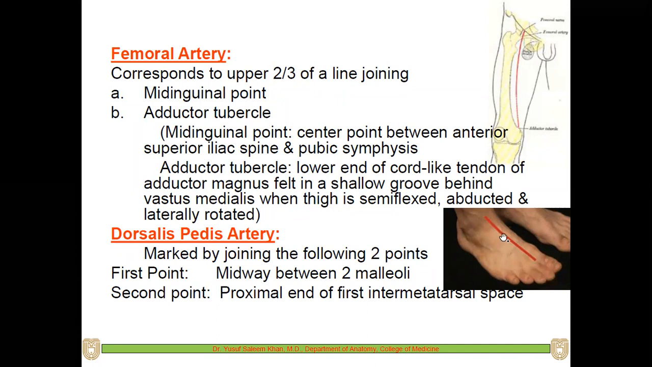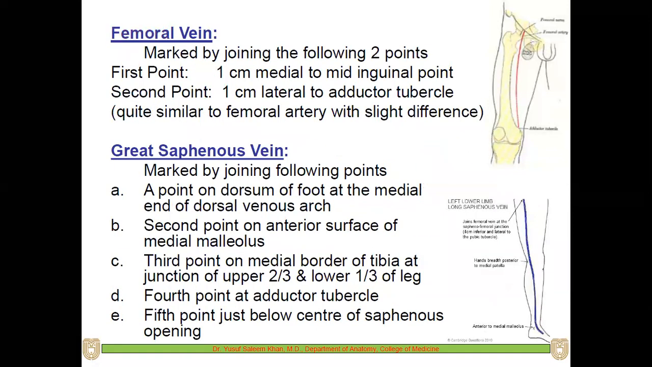So mark these 2 points and take a line from one side to the other side. If you mark a straight line like this, that will be called the surface anatomy of the dorsalis pedis artery. Okay, so this is how you will mark the femoral artery as well as the dorsalis pedis artery.